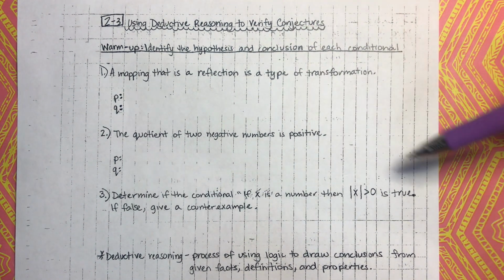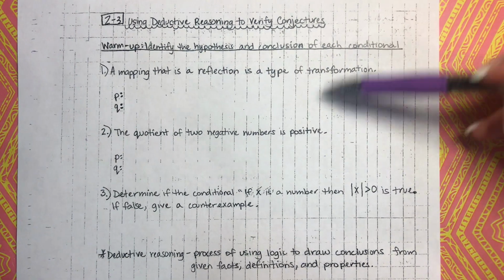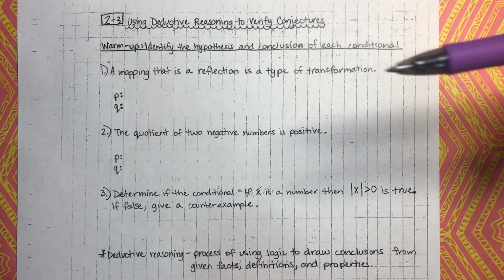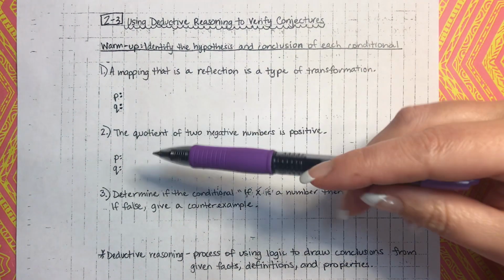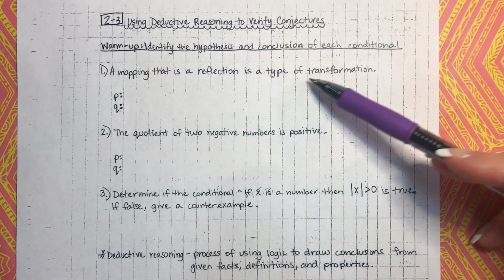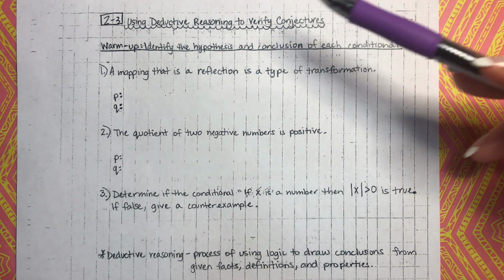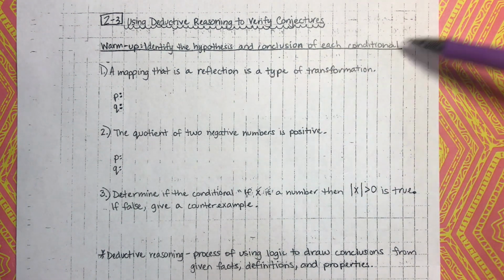Now, usually I'd have you do these on your own, but these conditional statements are a little different. They don't have those key words of if and then, so it just makes it a little bit more difficult. So I think we're just going to do these ones together just so we kind of get the hang of it. So the first one says a mapping that is a reflection is a type of transformation.